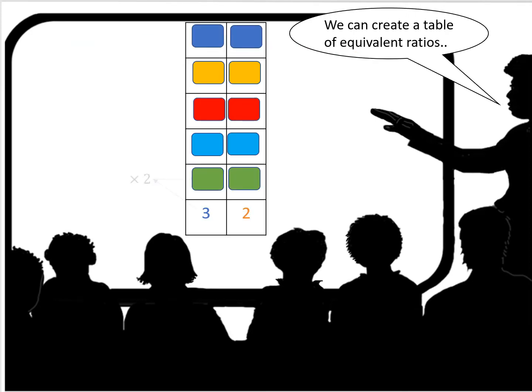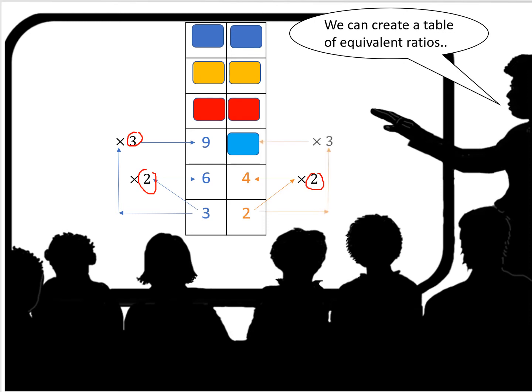We can create a table of equivalent ratios. If I start with 3 to 2, and I use a multiplier of 2, I get 3 times 2 is 6, and I get 2 times 2 is 4. Going up, I would say, what is the next equivalent ratio? I would use a multiplier of 3. 3 times 3 is 9, and likewise 3 times 2 is 6.